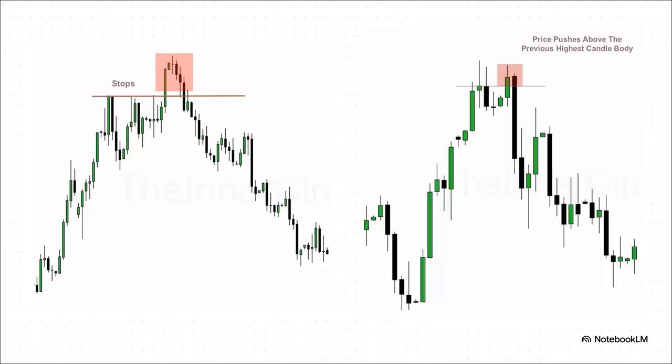Now check this out. On the left, you've got that classic turtle soup we just talked about. Price runs the stops above that old high, and then it just collapses. It's clean, it's powerful, for sure. But here's the thing. It's not the only way the market unloads its positions. Now look at the chart on the right. See that? It's a reversal, but it happens without that crazy dramatic new high. And this is where things start to get really juicy.